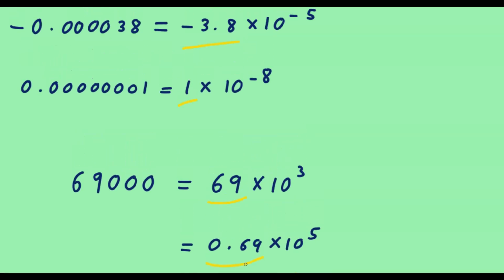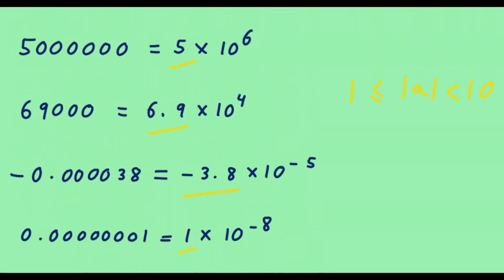Now we can have a look at the examples we did previously. In the first one, we have 5. That's 5.0. The first non-zero digit is 5, and the decimal point is right after that. So this is in scientific notation.